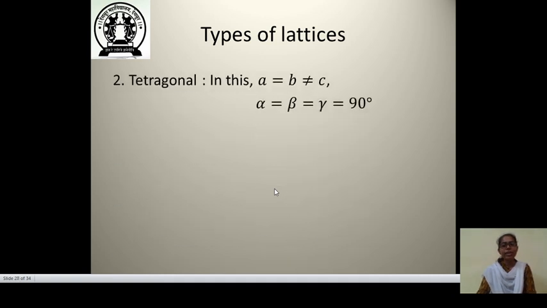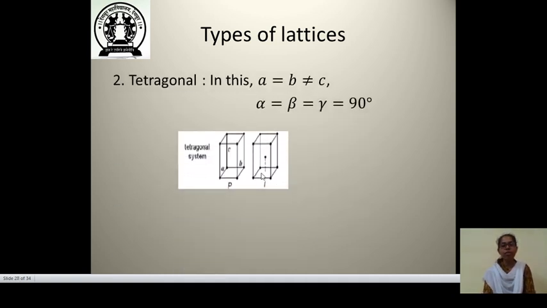Second one is the tetragonal. The condition for the tetragonal system is A is equal to B but not equal to C, and the angles alpha is equal to beta is equal to gamma, which is equal to 90 degrees. From this figure, we see that A is equal to B. The lengths of two sides are equal, but the one vertical side is longer. Therefore, this is the condition of the tetragonal system. In the tetragonal system, there are two unit cells. This one is primitive and this one is non-primitive. For this one, the atoms are all at the corners, and for this one, the atoms are at the corners as well as in the center of the cell. This is about the tetragonal.